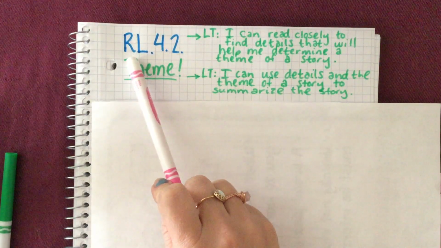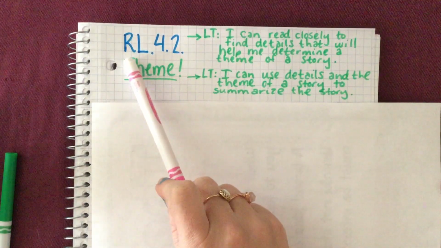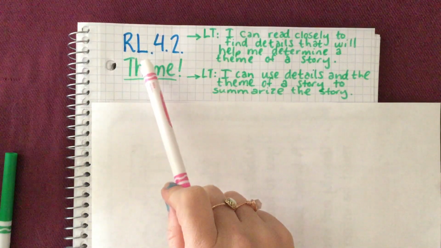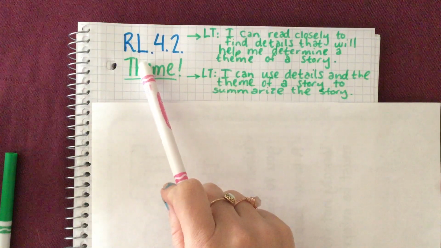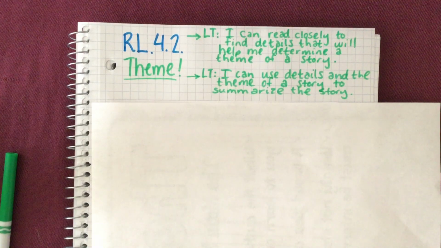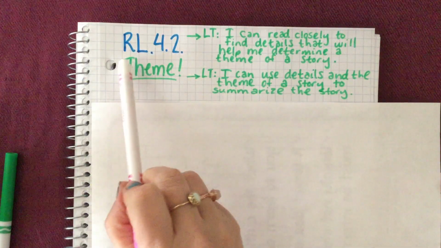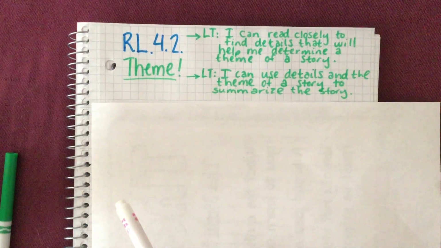Today we are going to be working towards meeting this standard, RL.4.2. This is different than last week's. Remember, RI is reading informational, RL is reading literature or literary. And so we're going to be talking more about stories and poems and things like that this week than we are on informational texts. So that's the difference between RI and RL.